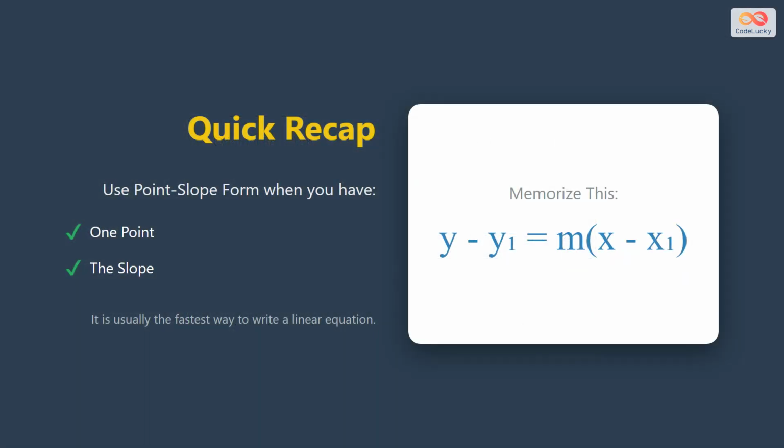To wrap up, remember that point-slope form is your best friend when you have a point and a slope. It is fast, efficient, and easy to use. Memorize the formula y minus y1 equals m times the quantity x minus x1, and you will be ready to solve these problems in seconds.